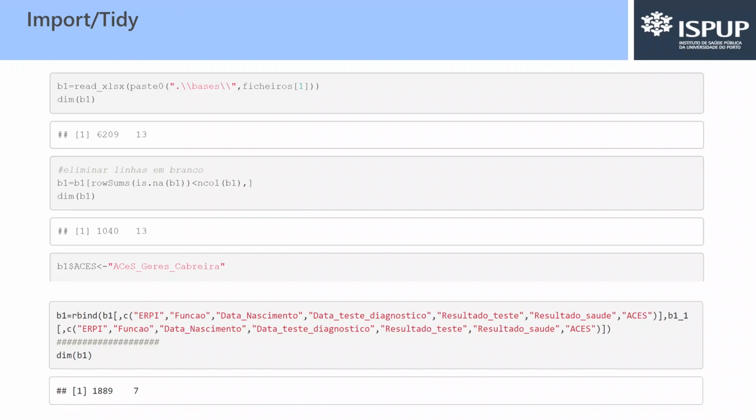Another thing that always happens when we have a lot of ELSE units working with us is that they don't identify the unit. So we need to create a variable that says this is data from this unit or from another unit. So you need to say that.